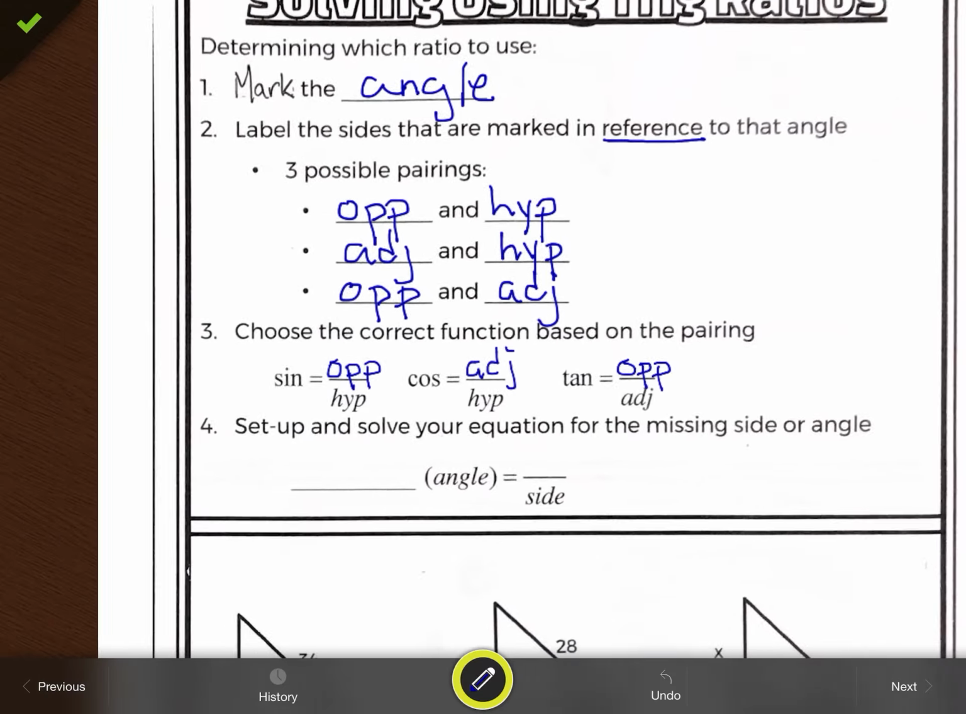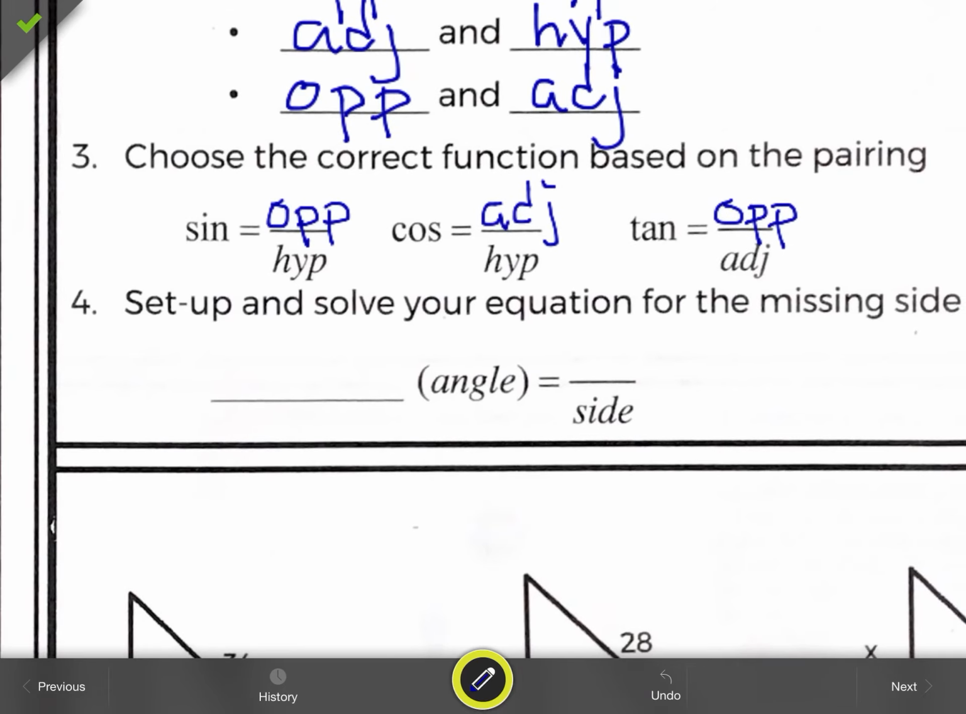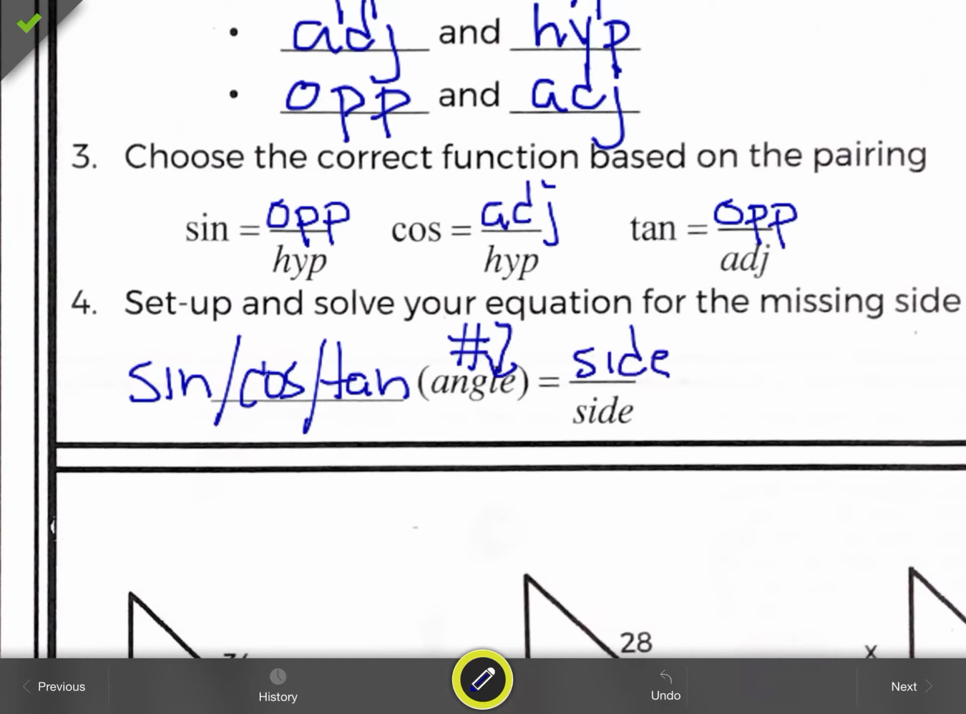Now, once you figure out what trig function you need to use, then you're going to set it up. And you're going to write your trig name. Right here, you're either going to write sine, cosine, or tangent. Then you're going to put your angle, which is a number from your picture, your angle measure. And then you're going to say equals side over side, which will either be opposite over hypotenuse, adjacent over hypotenuse, or opposite over adjacent.